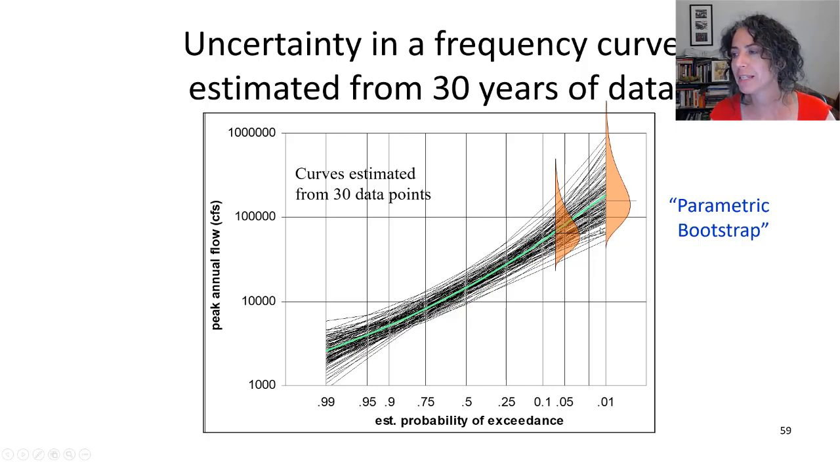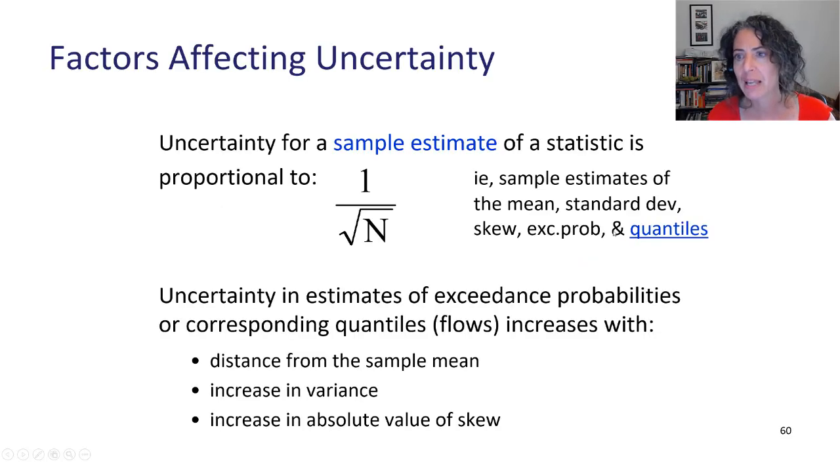And these probability density functions that you should imagine as coming out of the page, they represent the uncertainty or the spread in the results that I see for each exceedance probability. Okay. So remember, we noted that many sample estimates, including probabilities and quantiles, are proportional to 1 over the square root of n, which means as n gets larger, the estimates get better. So another thing that the estimate of uncertainty is going to vary with for a frequency curve is the distance from the sample mean, right?